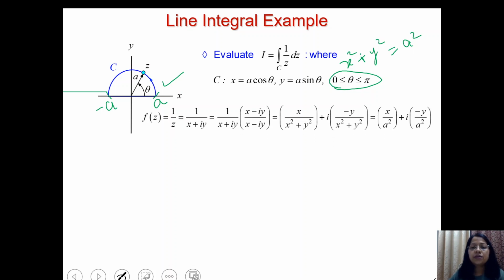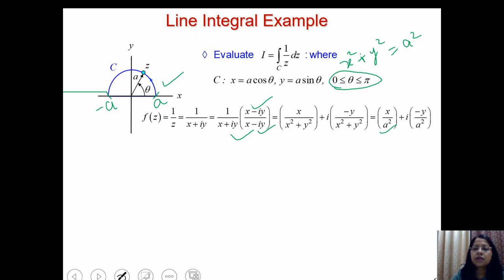So before we substitute these values in the form of u, v, dx, dy, we should solve our function 1 by z in terms of x and y. So here I have rationalized the function. Here x plus iota y, either we can rationalize or we can multiply and divide by x minus iota y. Both the operations will give us the same value.